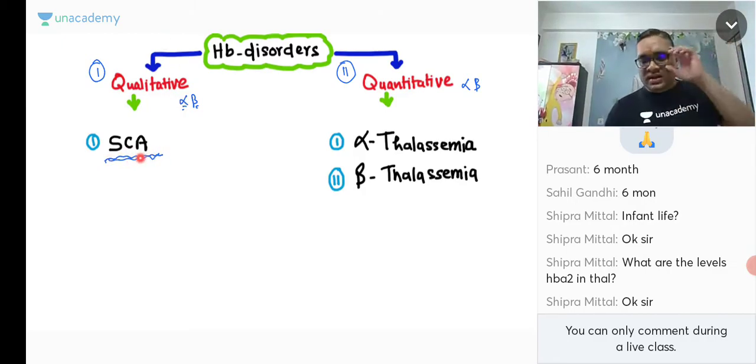The great example is sickle cell anemia. We all know that glutamic acid is replaced by valine. Here the quantity of beta chain is not decreased. The quantity of beta chain is the same, but the quality has been altered. Previously it was soluble because of glutamic acid, and now it is becoming insoluble because of valine. So the quality has been altered.